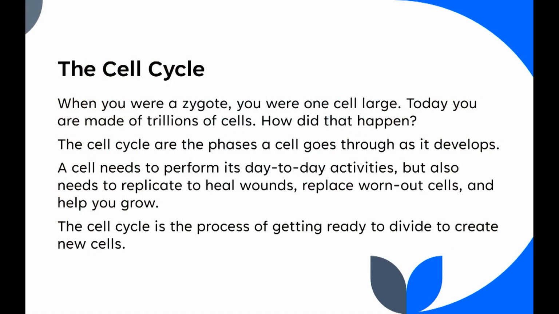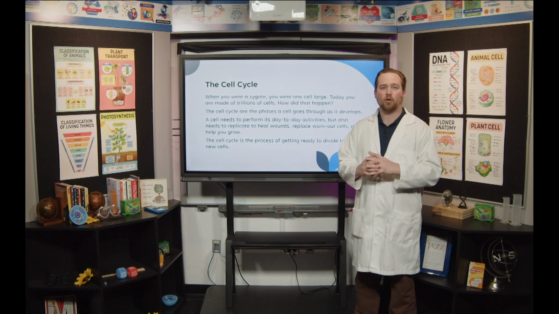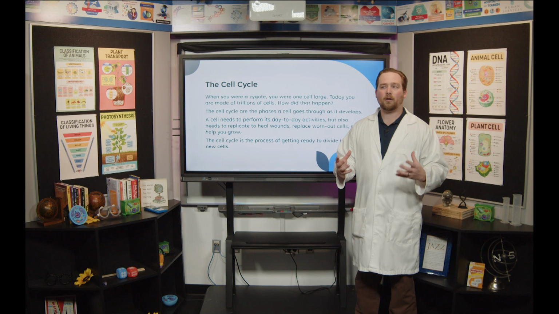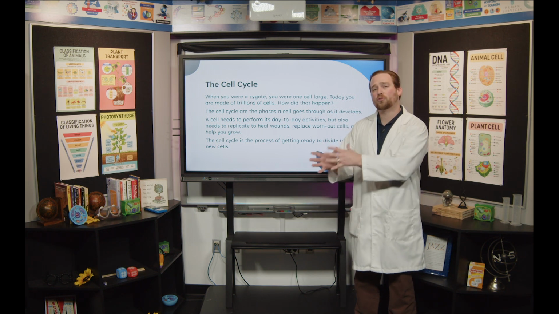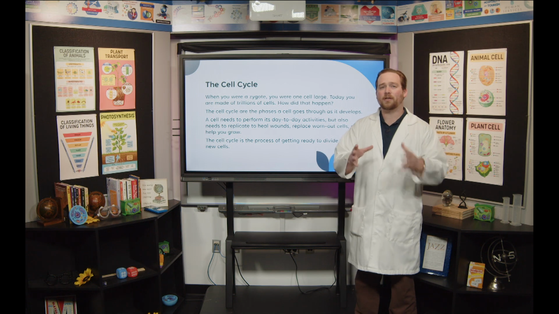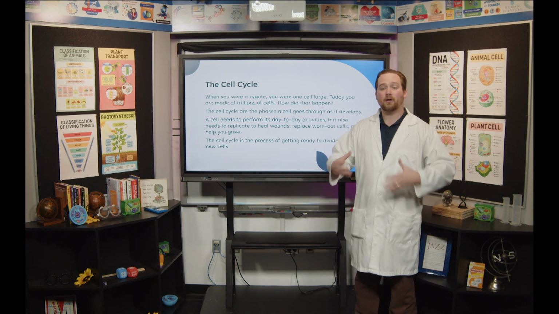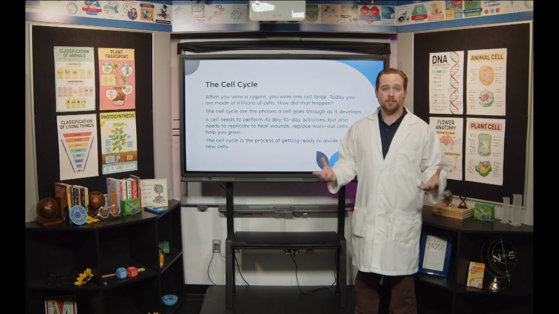So what is the cell cycle? I want you to imagine when you were first made, when your mother's egg and your father's sperm first came together through that process of fertilization, we make something called a zygote. So the first thing you are is a zygote, and at that point you are one cell large. But as you grow and develop, most humans today are made up of trillions of cells. So how do you start off as one cell, and then eventually as you grow older, you're made up of tons and tons, trillions of cells, right?